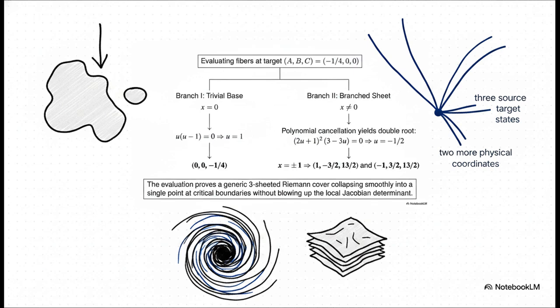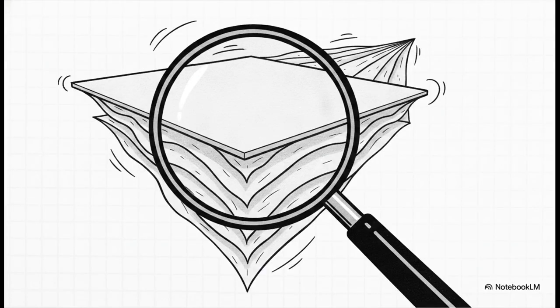Just think about what this means for a second. You are seeing the explicit arithmetic of a 3-to-1 collapse. 3 distinct source states are becoming one single macroscopic point, and it does all this without blowing up the local Jacobian determinant. It's wild. So the crucial takeaway here is that locally, the space-time feels totally flat and regular. It's what mathematicians call a smooth, unbranched étale map. But globally, it's secretly a multi-sheeted shadow.